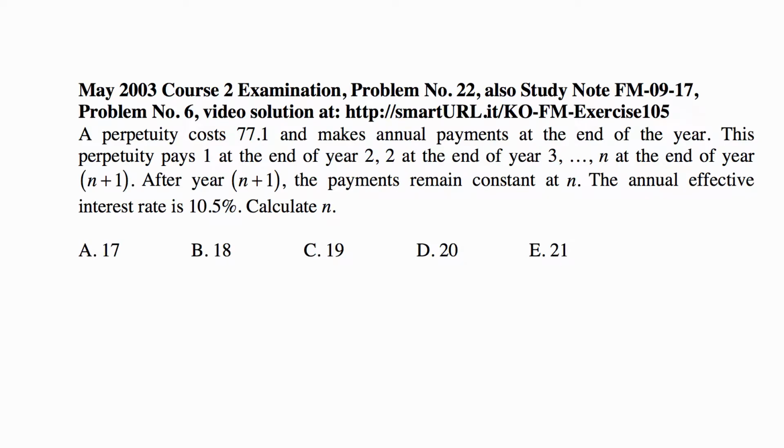Here's the problem for today. A perpetuity costs 77.1 and makes annual payments at the end of the year. This perpetuity pays 1 at the end of year 2, 2 at the end of year 3, and so on, n at the end of year n plus 1. After year n plus 1, the payments remain constant at n. The annual effective interest rate is 10.5%. Calculate n.